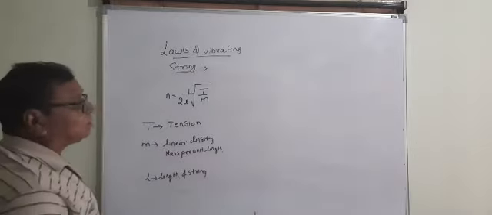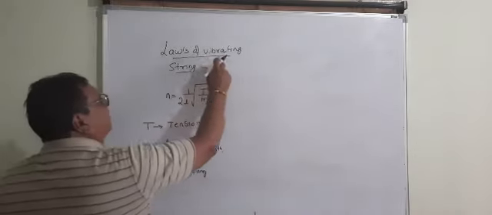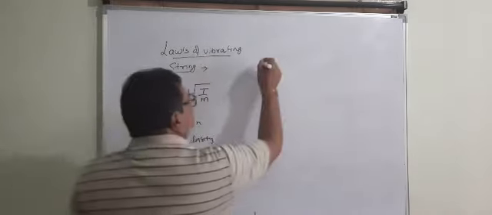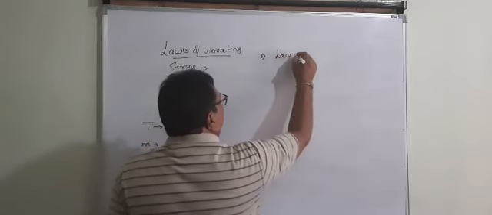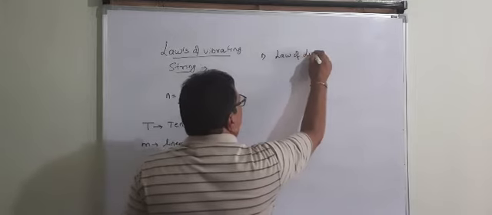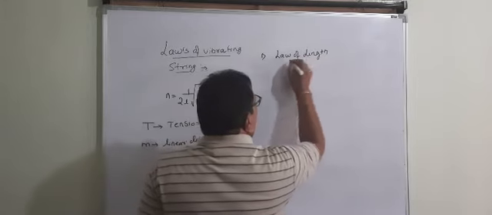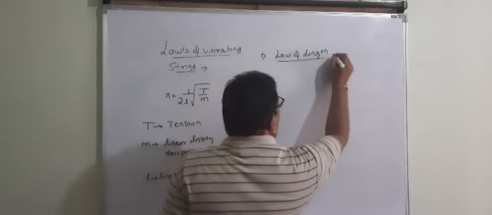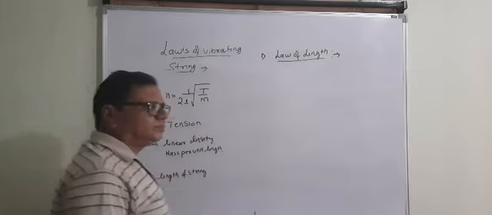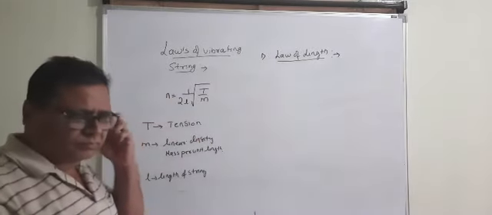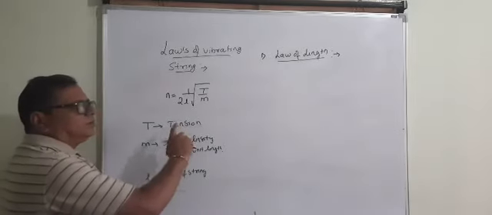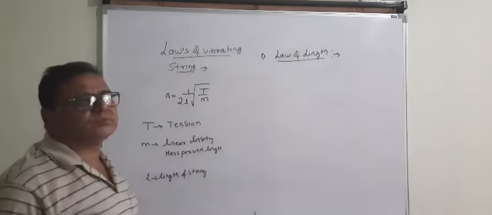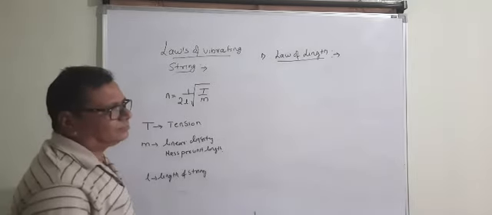So there are three laws governing vibrating strings. The first law is the law of length. It is not called the first law, it is called the law of length. Three laws will form.